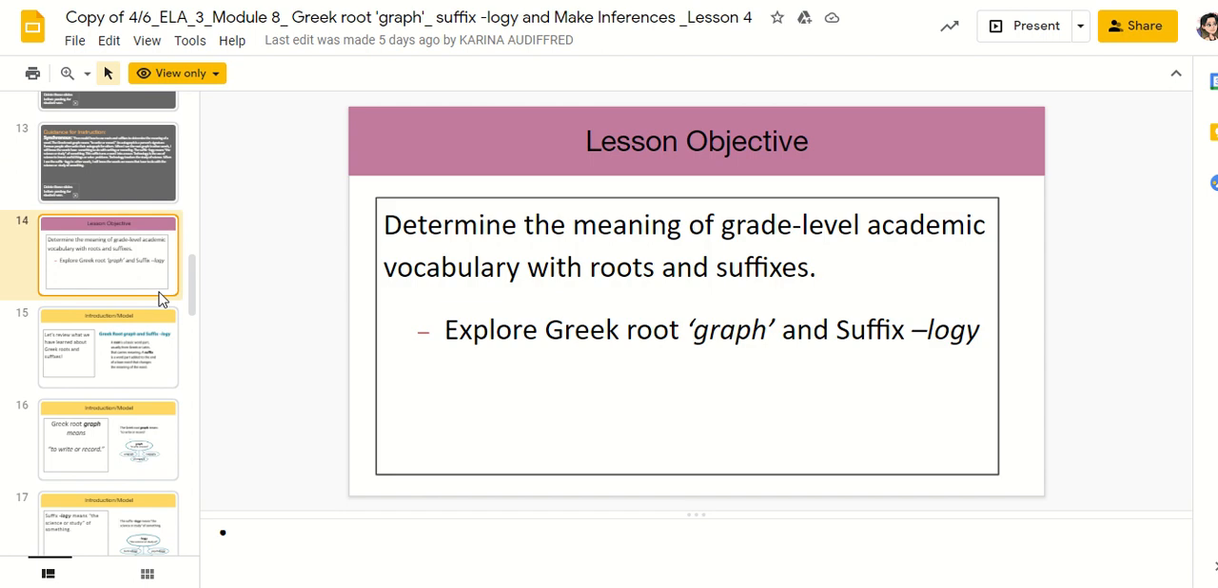So our objective, or the goal that we want to reach by the end of this lesson, is to be able to determine or find the meaning of grade level academic vocabulary with roots and suffixes. So we're going to explore the Greek root graph and the suffix logy. You've probably heard these words before, and many words that you've come across without even realizing it. When we deal with root words and suffixes, this is a great strategy for utilizing context clues when we come across words that we don't understand.